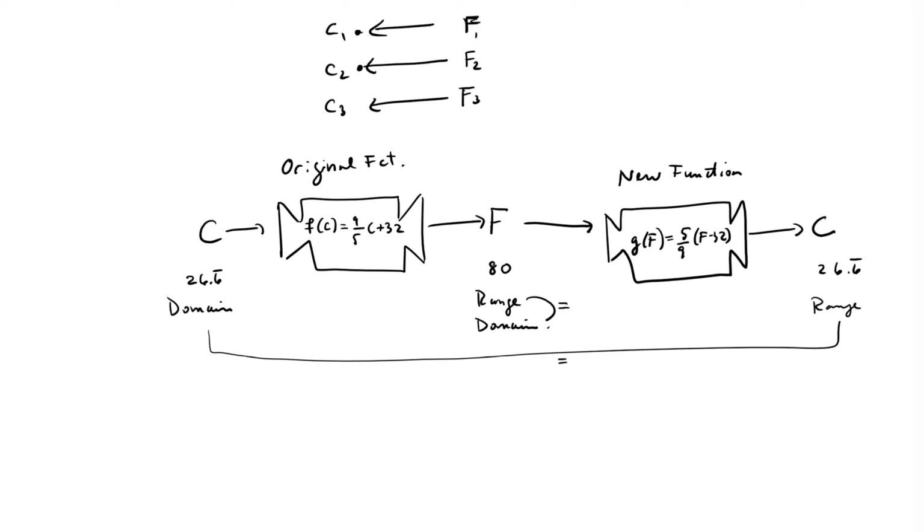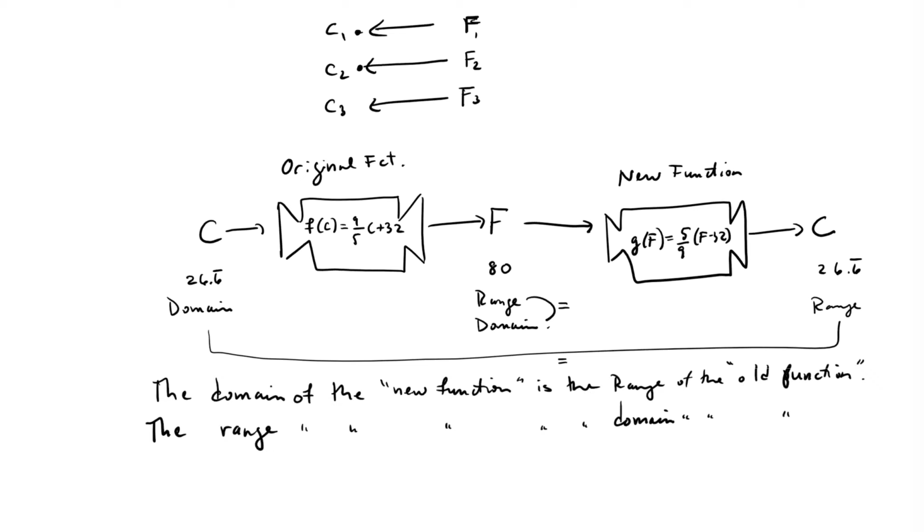Let's take another look using the notation. Actually, I'm going to write down what I just said here. The domain of the new function is the range of the old function, and the range of the new function is the domain of the old function. Now this new function is what we call the inverse of the initial one. So normally we say the domain of the inverse is the range of the initial function, and the range of the inverse is the domain of the initial function.